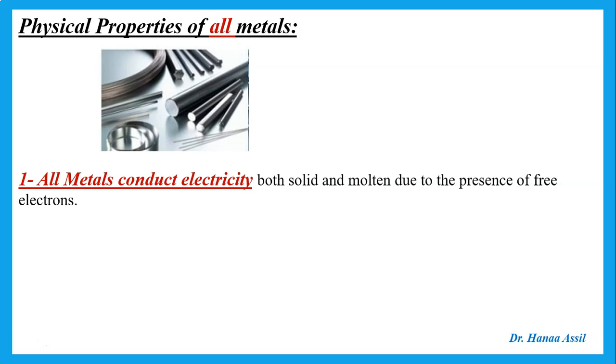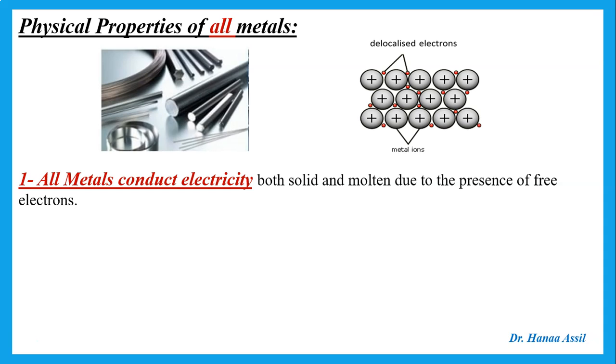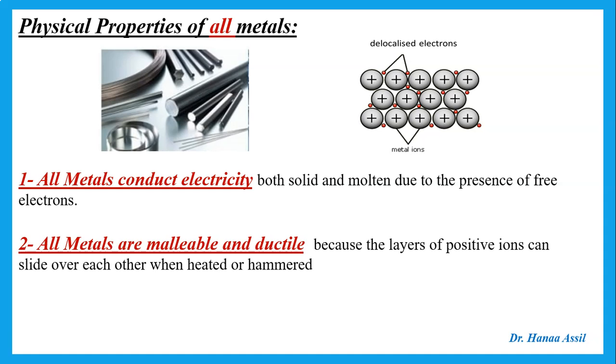Now, why do they conduct electricity? Due to the presence of free moving electrons. Remember, we said what was the structure of metals? They are rows of positive ions surrounded by delocalized electrons. So the fact that it has electrons that are free to move, that is why metals conduct electricity. So if we say metals conduct electricity, first of all, both as a solid and as a liquid. Why? Because they have free moving electrons.